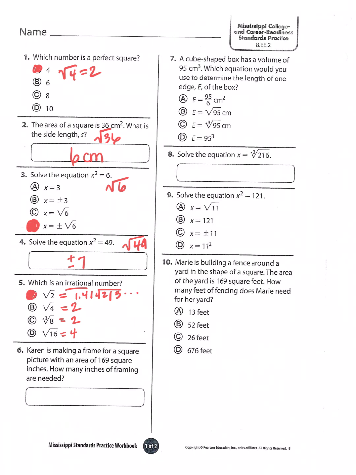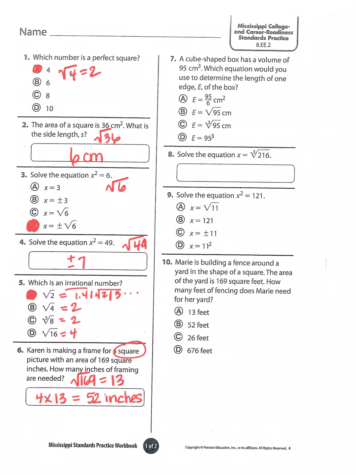So it's A. Number 6, Karen's making a frame for a square picture with an area of 169. How many inches of framing are needed? Well, if you take the square root of 169, you can figure out what one side of the frame is, and that's 13. So if one side of the frame is 13 and it's a square, so there are 4 sides, you would do 4 times 13, which would give us 52 inches of frame that she needs.